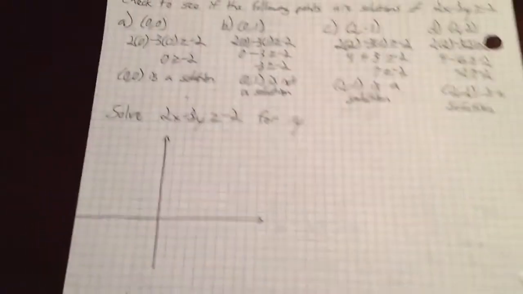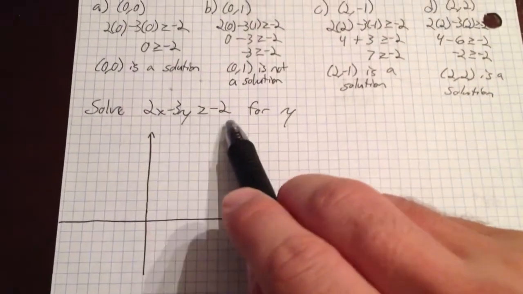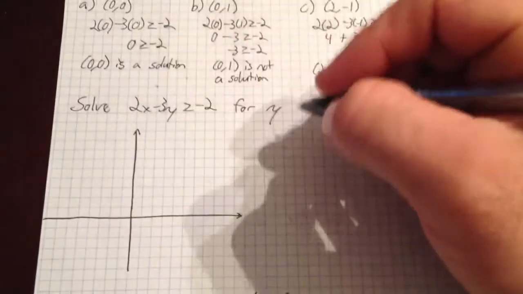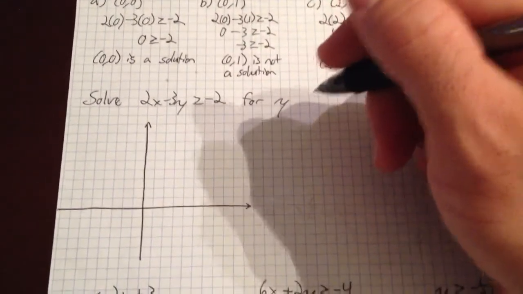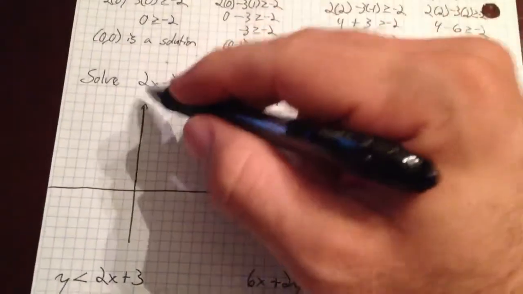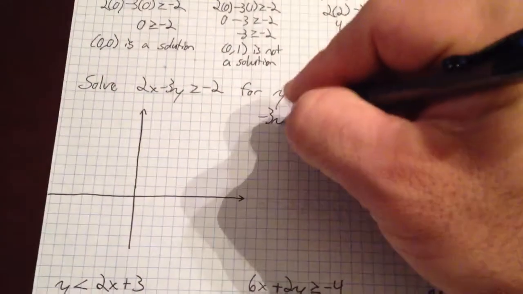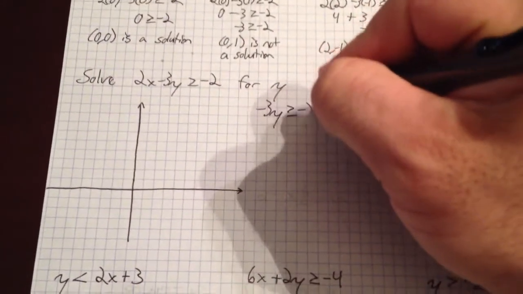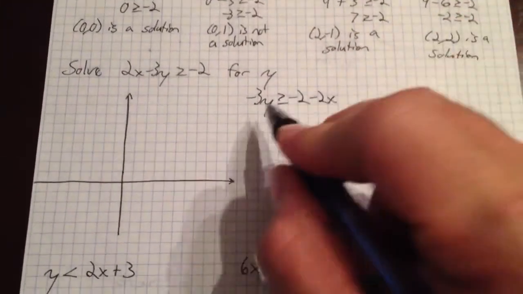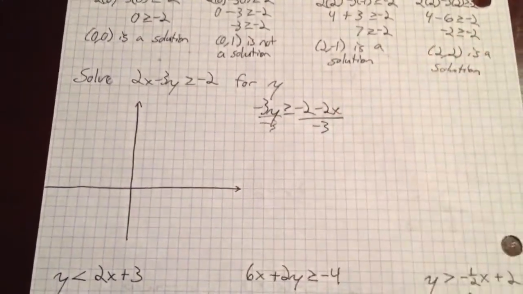We're going to take a look at first solving this for y just like we would an equation. Basically, we're going to get this into slope-intercept form. So we're going to take the 2x here, and subtract it over to the other side. That's going to leave me negative 3y, and that's going to give me minus 2x on this side. Then we're going to divide by negative 3, just like we do with equations.